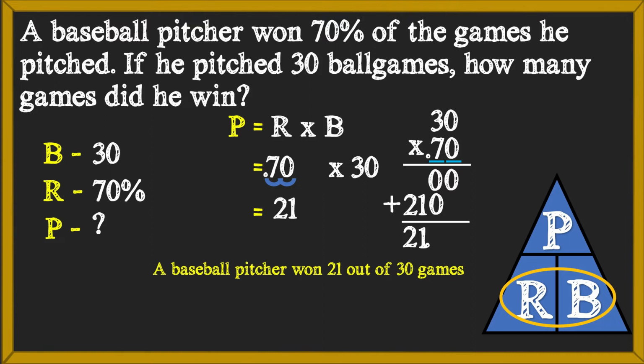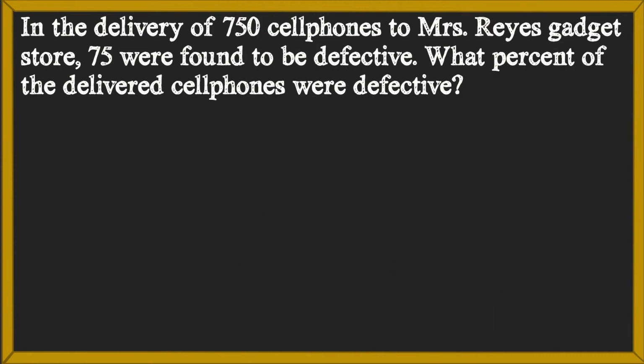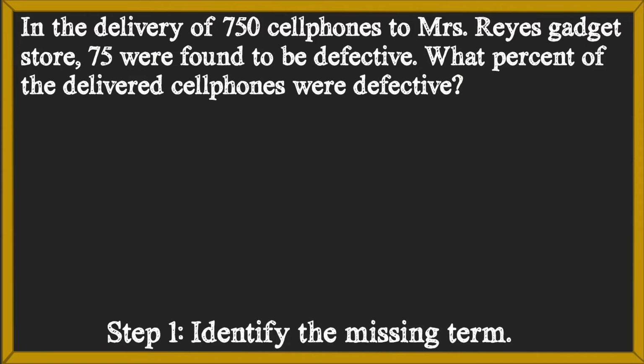Let us have another example. In the delivery of 750 cell phones to Mrs. Reyes' gadget store, 75 were found to be defective. What percent of the delivered cell phones were defective? Let us identify the missing term. Since we know that the total number of delivered cell phones is 750, therefore, this is our base.